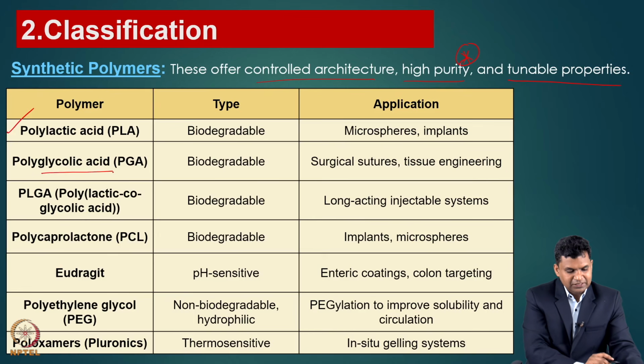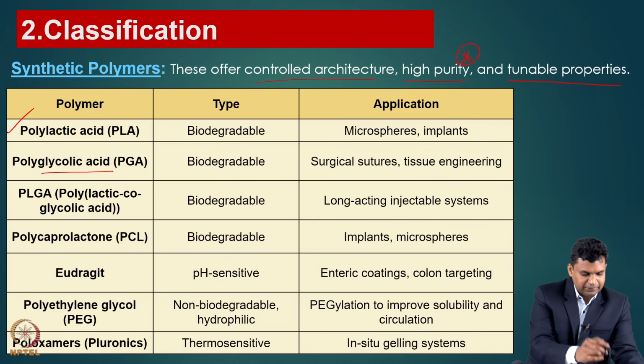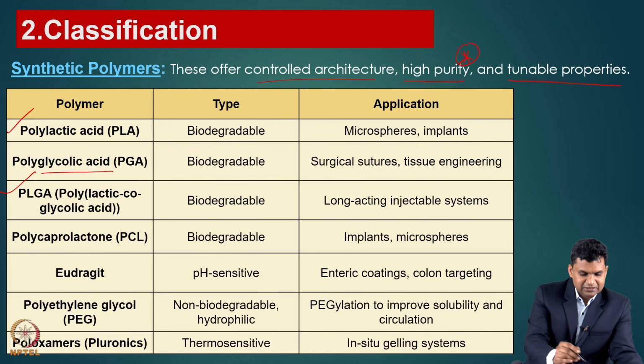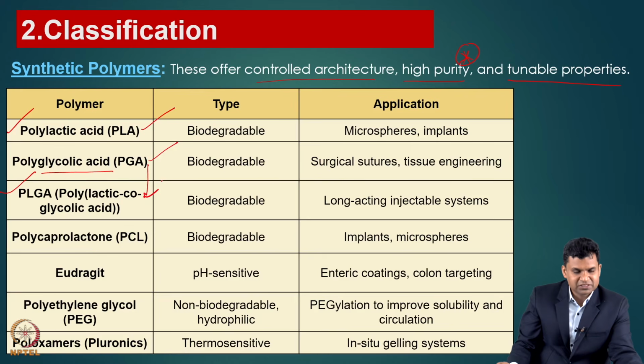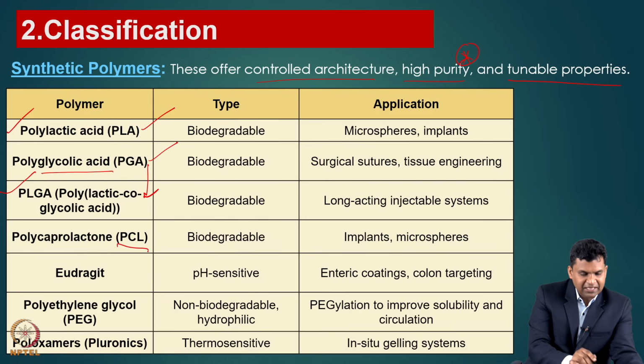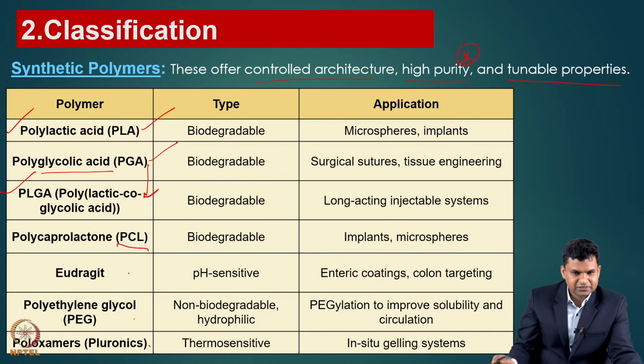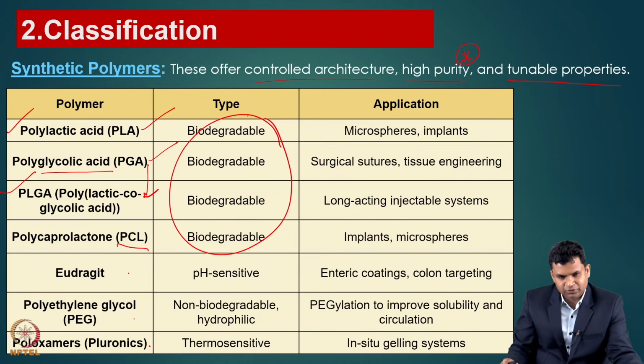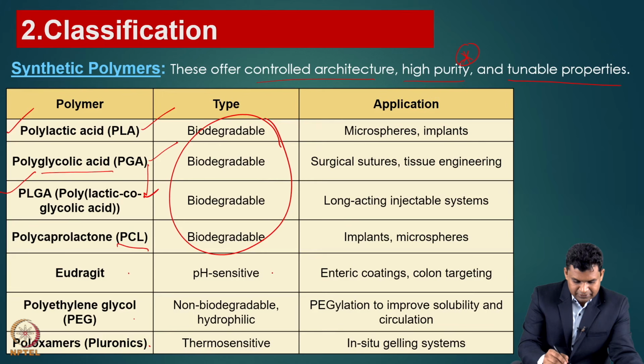PLGA, polylactide-co-glycolic acid, this is lactic acid and glycolic acid. You can also use a combination of these two monomers, that is a copolymer. PCL polycaprolactone, Eudragit, polyethylene glycol and the poloxamer or Pluronics. Now, you can see all the synthetics are biodegradable, and of course, natural ones are also biodegradable.